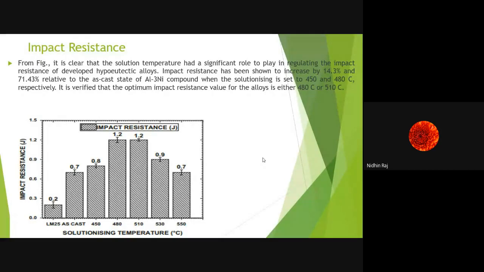Now, the impact resistance has been shown to increase by 14.3% and 71.43% relative to the as cast state of aluminum 3 nickel compound when the solutionizing is set to 450 and 480 degrees respectively. Now, this increase in impact resistance is actually attributed to the development of Al3Ni layer and the hardening of the precipitation. Now, further speaking, the decrease in impact resistance value is due to the reduction of vacancies, resulting in the development of less aluminum nickel precipitates.